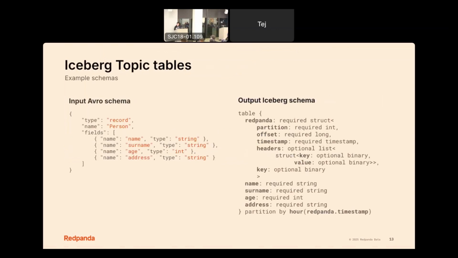So on the Iceberg end of things, on the left is our input Avro schema with a name, age, and an address. Redpanda translates the schema, adding user-defined fields as is, but also, as you can see on the right, it adds some additional metadata fields associated with each record, like the Kafka offset, timestamp, headers, and partition ID. Again, not to be confused with Iceberg partitioning, which Redpanda defines for you by declaring Iceberg partitioning on the record timestamp with an hour transform. So functionally, that's pretty much the core of Iceberg topics.